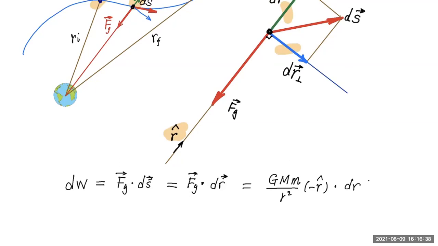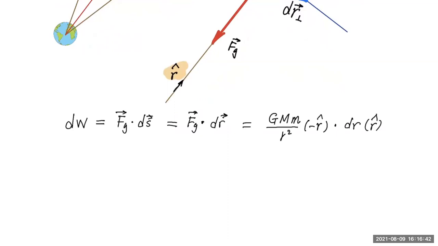And the direction is this direction, right? So you see, I can finish the dot product here. There are two vectors, negative r and r, both are unit vectors.